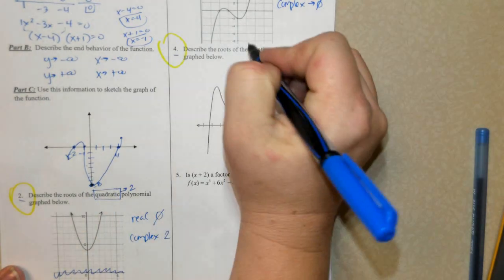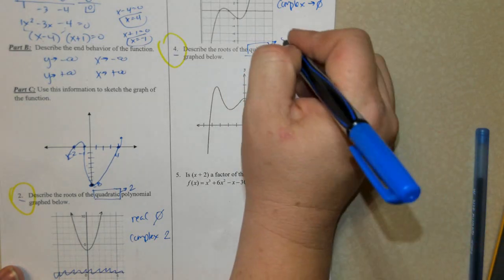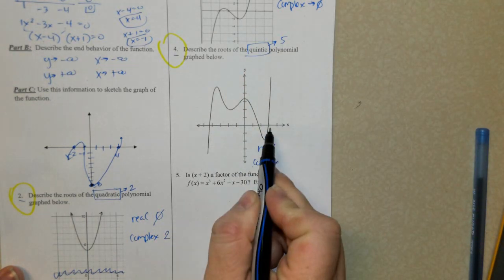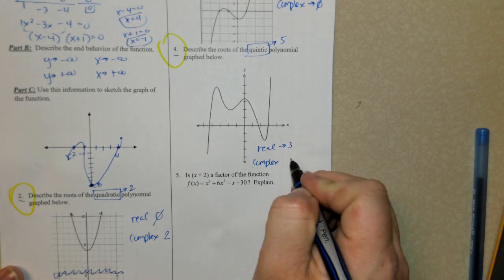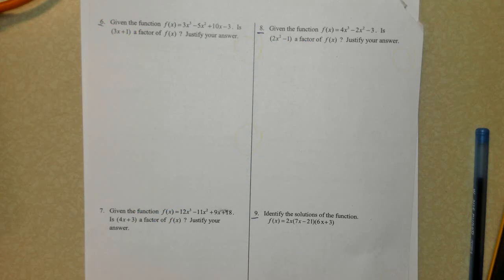Okay, and this one, quintic. Does anybody remember what was quintic? 5. Quintic is 5. How many reals do I see? 3, because there's 3 x-intercepts. That means there's 2 complex. We're skipping ahead a few problems here. We can always go back.